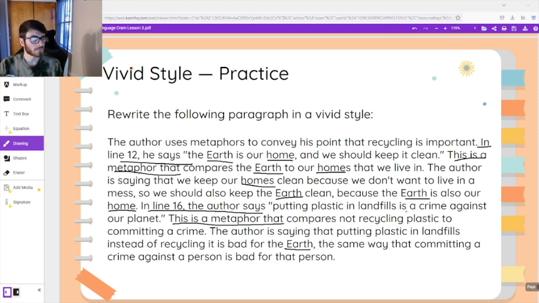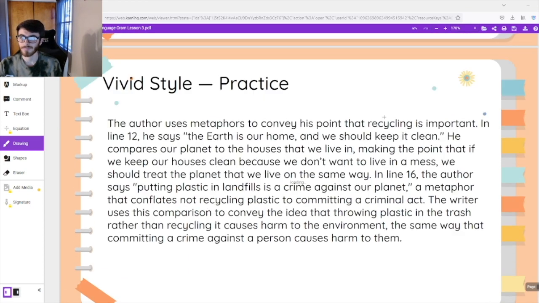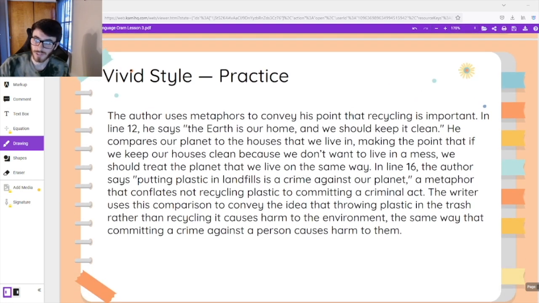And then also bad, right? We don't want bad. It is bad for the earth. It is bad for that person. Vague word. We don't want that. So those are our issues. How do we fix it? This is how I fixed it. You could have fixed it differently.